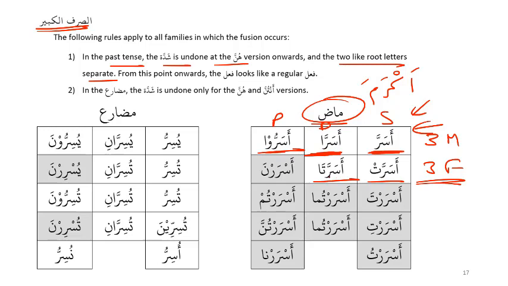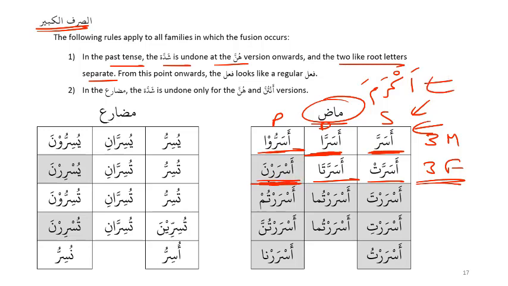Asarrata, this is third person female, dual. Then asrarna, so this is third person female, plural. So notice, if this were akrama and I were to ask you, okay, convert akrama into plural third person female, what would you say? You would say akramna. Okay. And over here, all these gray shaded areas are saying that now with the gray shaded area, this looks exactly the same as the regular form.